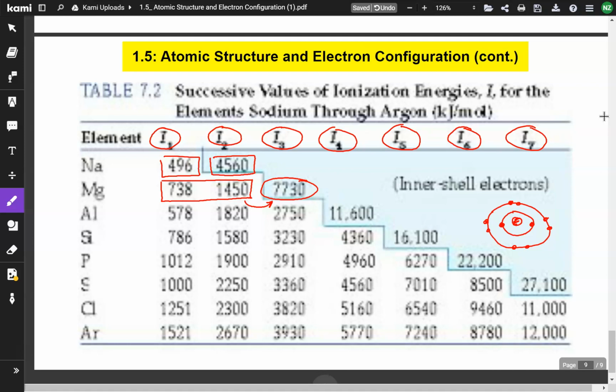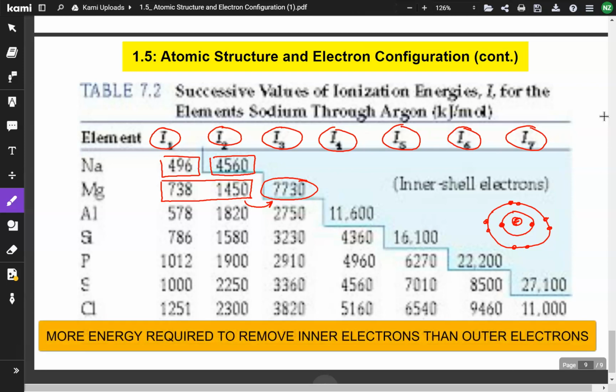So the big takeaway from this lesson is it takes more energy to knock out an electron that's closer to the nucleus than it does to knock out an electron that's further away from the nucleus.